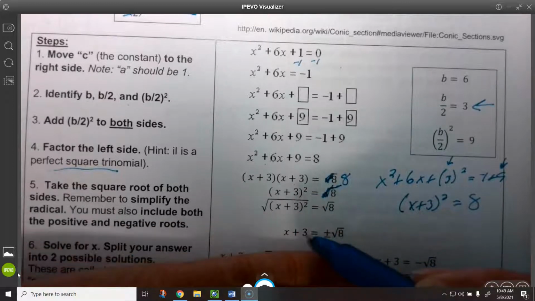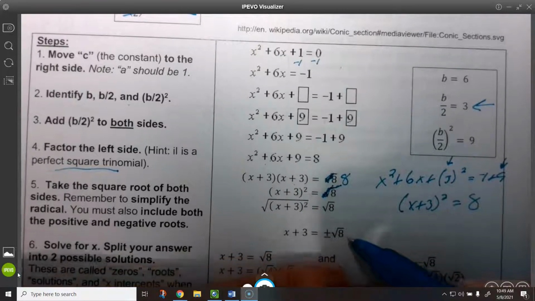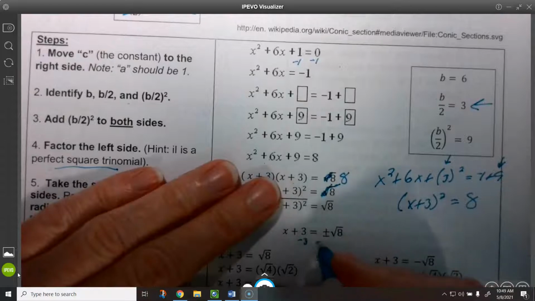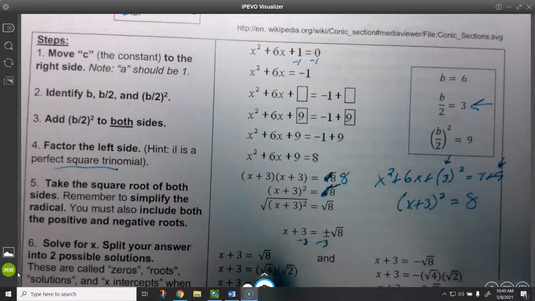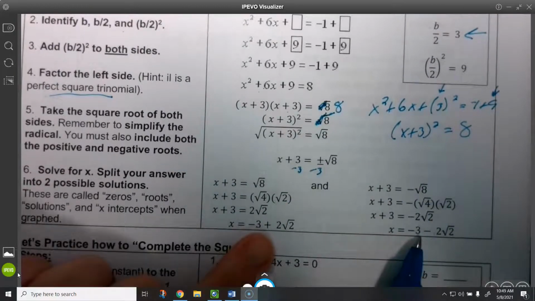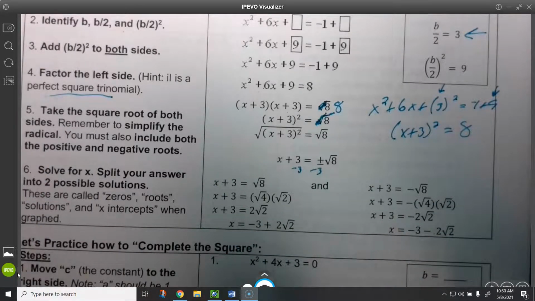When I do that, I get x plus 3 is equal to plus or minus the square root of 8. And then we subtract 3 from both sides. Okay? We go from here. So I'm not going to work it just like this one, but I'm still going to get the same answer. Now this should look familiar. This is going to look like what we get on quadratic formula. Okay? So this is telling you all the things that we're going to do.